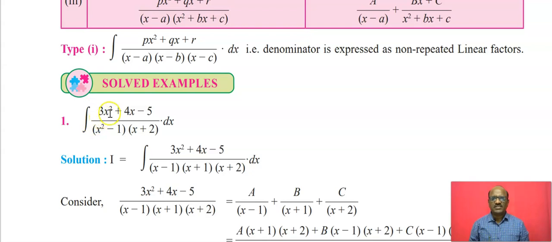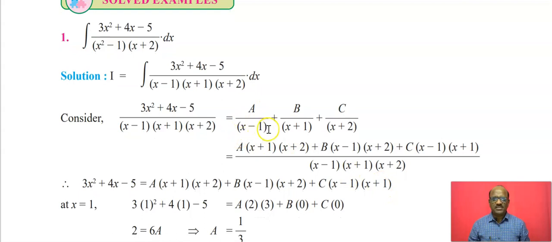Therefore the first example is the integral of 3x square plus 4x minus 5 upon x minus 1 into x plus 1 into x plus 2 dx. Here the factors are x minus 1, x plus 1 and x plus 2. Now this is of the type A upon x minus 1 plus B upon x plus 1 plus C upon x plus 2. And then find the LCM. The LCM is x minus 1 into x plus 1 into x plus 2.